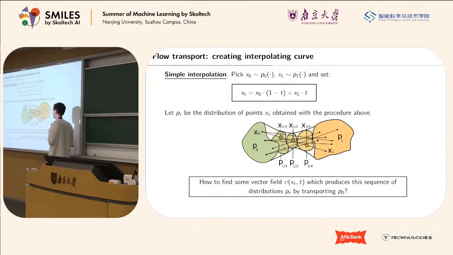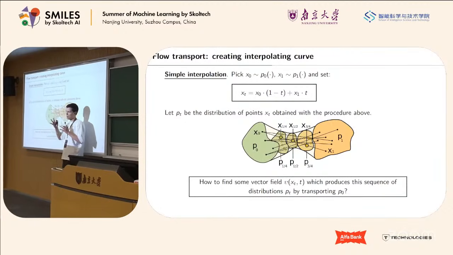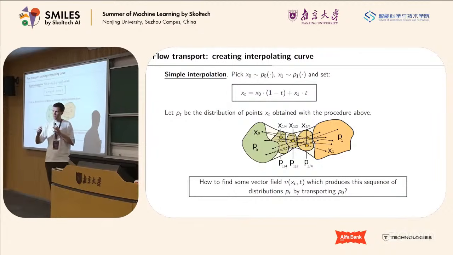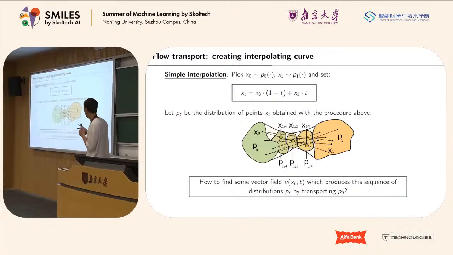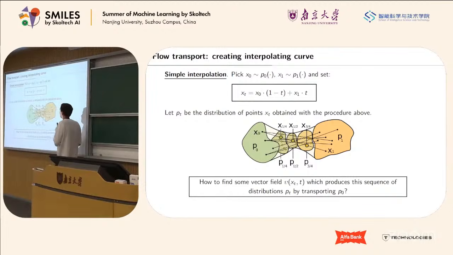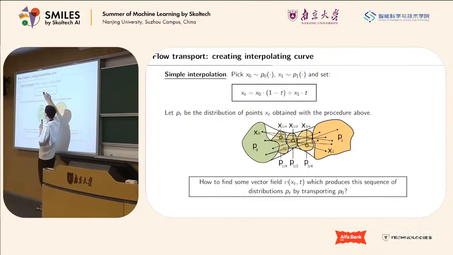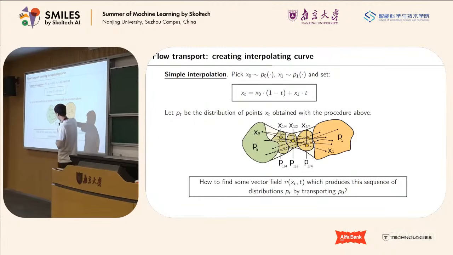One of the most natural and very simple ways to define some sequence of probability distributions which interpolates between two given probability distributions is the so-called linear interpolation of points. How is it constructed? Suppose that you have two random variables, x0, random samples from the input distribution, and x1, random samples from the target distribution, and assume that they are independent. Your goal is to construct some interpolating sequence between these two probability distributions.